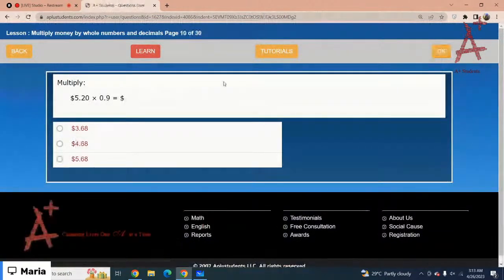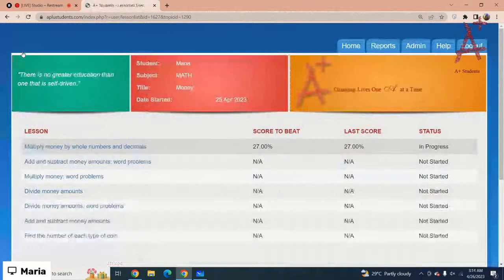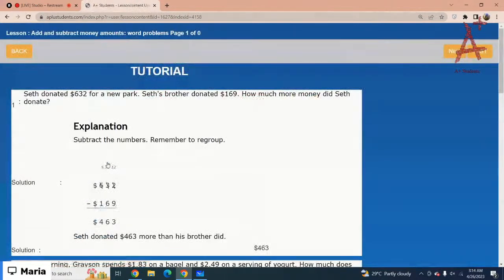Okay, you can complete the test by yourself later today. Let me just move on to the next lesson. Okay, the next lesson is add and subtract money amounts, word problems. So let's just start with the next lesson.